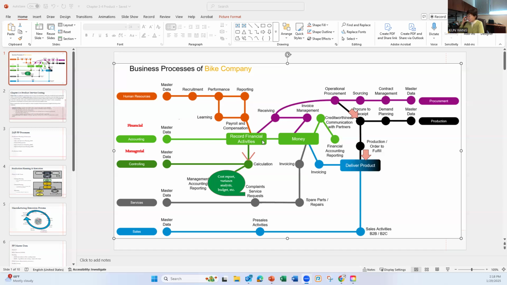Then in the income statement, we have one critical item, the cost of goods sold or cost of service. It is the item directly matching with the sales revenue, so we can calculate the gross profit. So the production data is definitely needed by the financial accounting module.